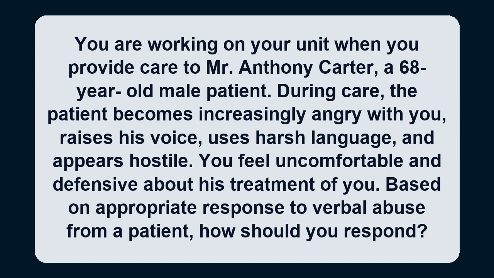Question 6. You are working on your unit when you provide care to Mr. Anthony Carter, a 68-year-old male patient. During care, the patient becomes increasingly angry with you, raises his voice, uses harsh language, and appears hostile. You feel uncomfortable and defensive about his treatment of you. Based on appropriate response to verbal abuse from a patient, how should you respond?